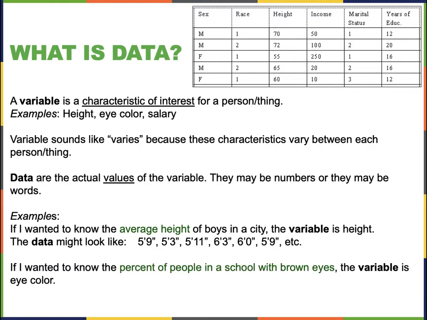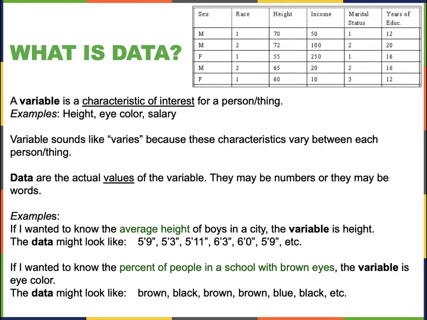Here's another example. Let's say I wanted to know the percent of people in a school with brown eyes. The variable is going to be eye color, because that's the specific characteristic of interest. But the data, again, is going to be the values that I collect. So if I'm trying to gather information on eye color, then the data values are going to be different eye colors, such as brown, black, blue, brown, black, etc.